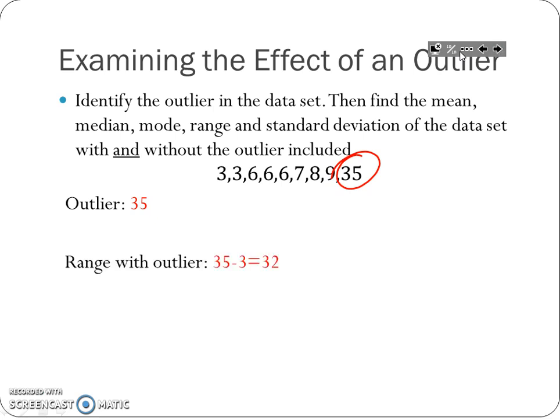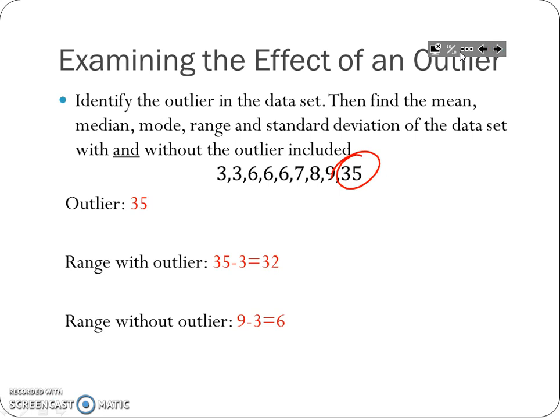What effect does the outlier have on the range? Well, without the outlier, our range was simply 6. But with the outlier, the range is now 32. So your outliers will greatly affect your range.